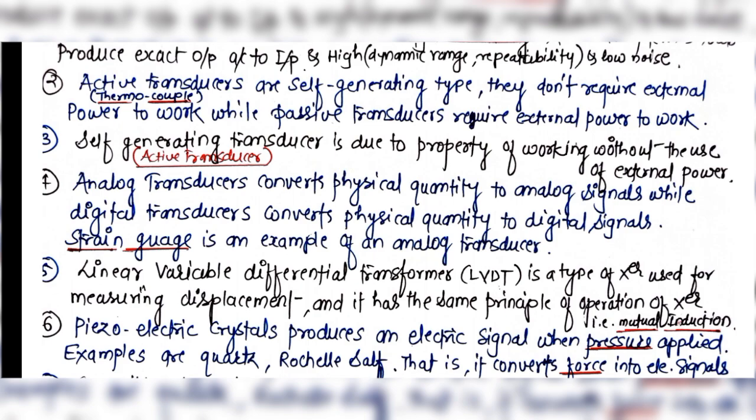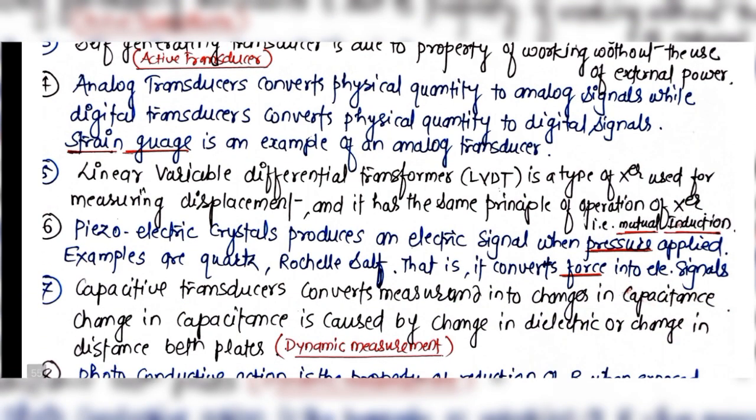Linear variable differential transformer (LVDT) is a type of transformer which is used for measuring displacement, and it has the same principle of operation as a transformer, that is mutual induction. Piezoelectric crystals produce an electric signal when pressure is applied. Examples are quartz and Rochelle salt, that is, they convert force into electrical signals.